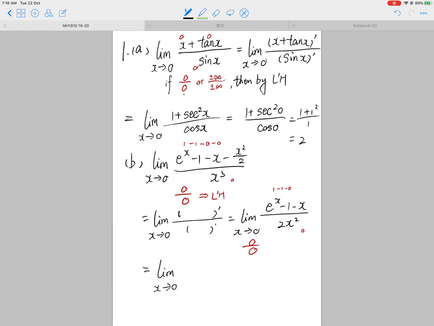So it's the top's derivative over the bottom's derivative. Now the top's derivative is e to the power of x, minus 0, minus 1. The bottom's derivative, sorry, here it should be 3x squared, so now it should be 6x. Same thing, you sub in, you get 0. It's still 0 over 0.